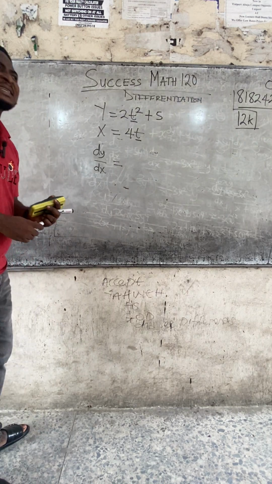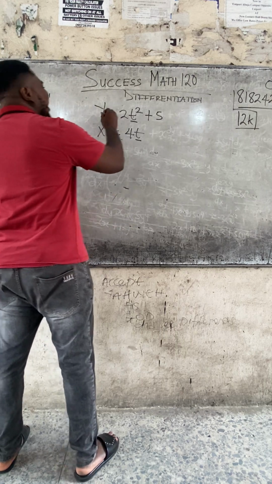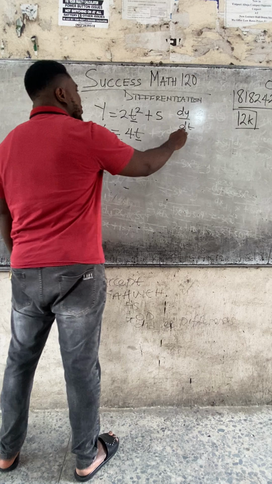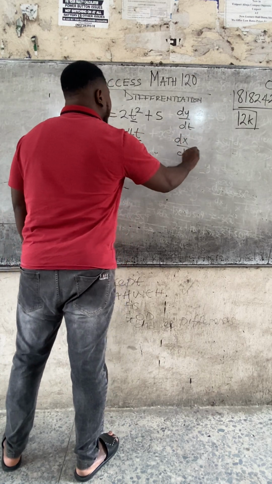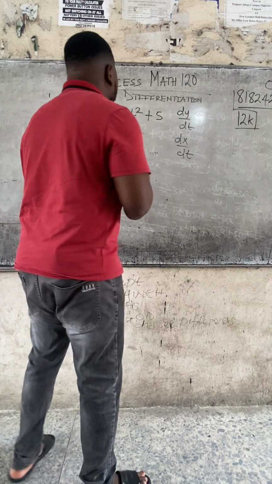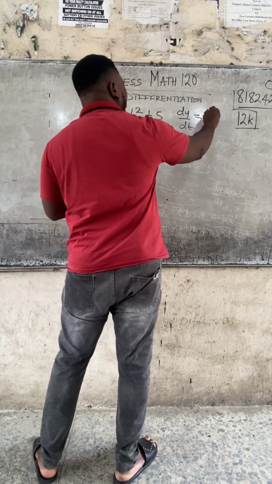For parametric questions, find dy/dx. First of all, you differentiate y with respect to t, and you have dy/dt. Differentiate x with respect to t, and you have dx/dt. But what we are looking for is dy/dx. So differentiate y to t, you have dy/dt. Differentiate x to t, you have dx/dt. Let's find this. Differentiate 2t squared, what do you have? 4t.